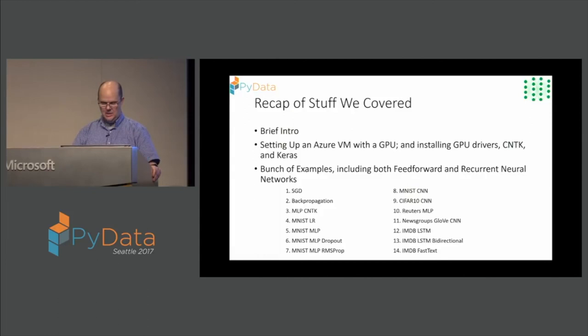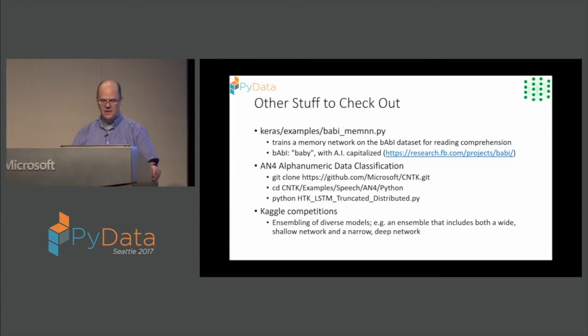There are some CNTK references, along with a pointer to the Stack Overflow help page. Other stuff to check out: BABI. You capitalize the A and the I because it's somebody's artificial intelligence baby. It's a kind of cool example of question answering, reading comprehension. There is a speech recognition example, and that comes with CNTK here with the AN4 database from Carnegie Mellon.